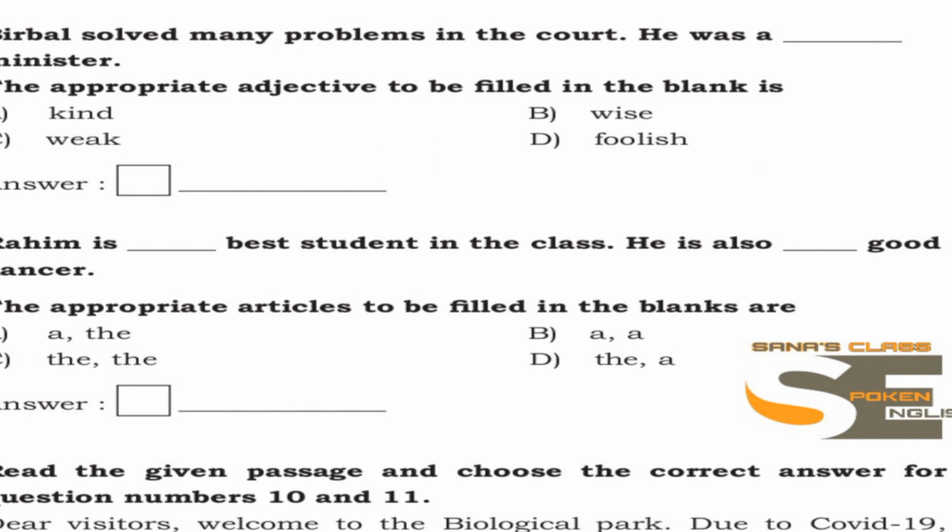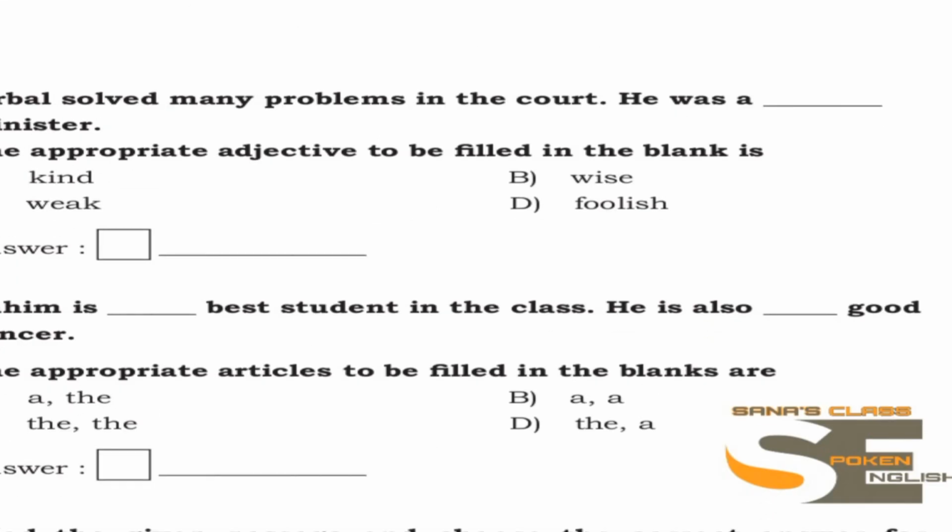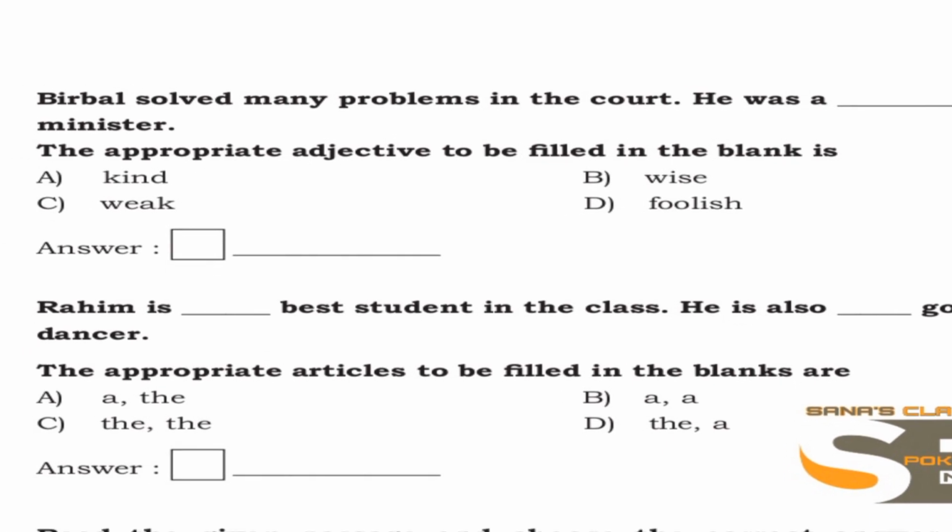Here it is given, Birbal solved many problems in the court. So the appropriate option for this is, he is a wise person. So option B is the right answer. So in this you should write B and then the answer wise.